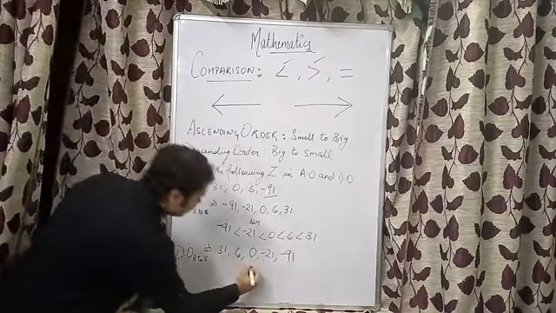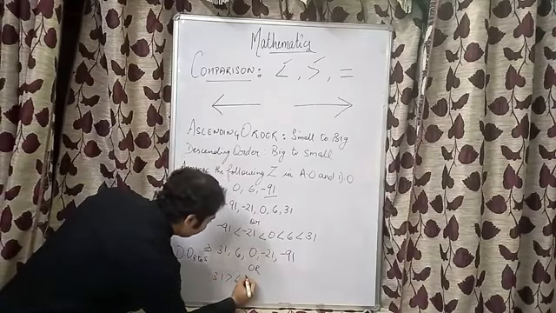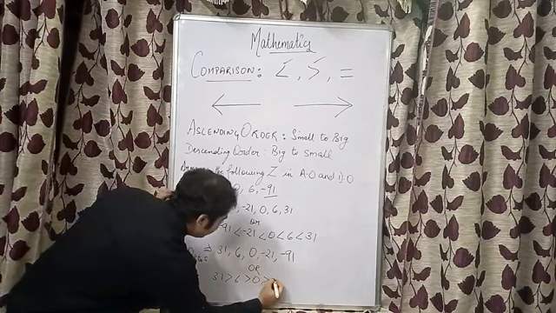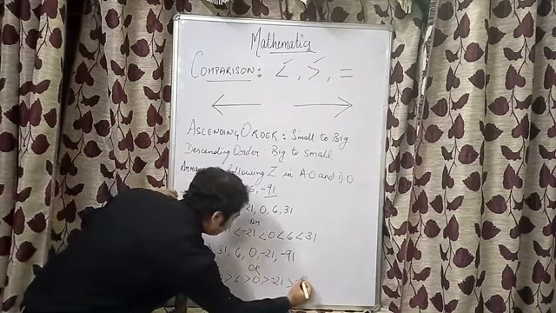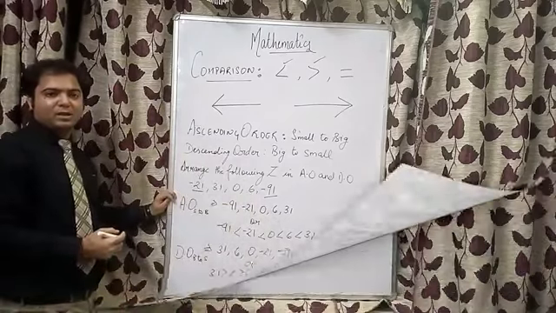Same thing you can do in this. You can use sign also. 31 is greater than 6, which is greater than 0, which is greater than minus 21, which is greater than minus 91. I hope you have understood this topic.